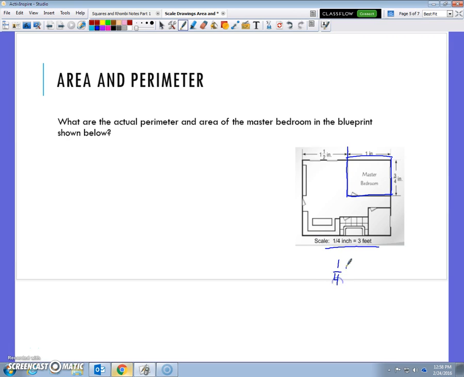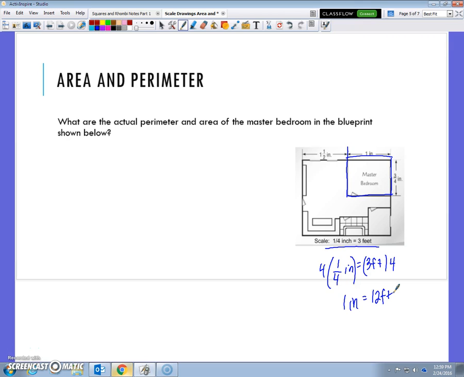Right now it's 1/4 inch equals 3 feet. I really think it would be easier if we decided how much 1 inch is equal to. We'll multiply both sides by 4. I just don't like working with those fractions. I know that 1 inch is equal to 12 feet. Okay, that's going to be important for me here in a second.